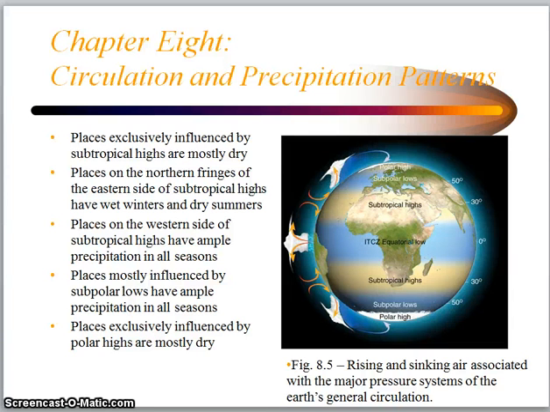Okay, so back to that earlier question. Places on the northern fringe of eastern side of subtropical highs have wet winters and dry summers. What place do you know of that has a wet winter and dry summer? How about the place you live in, like Fresno? That's where we are.